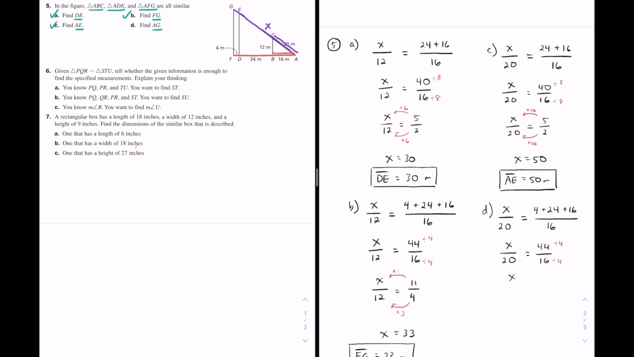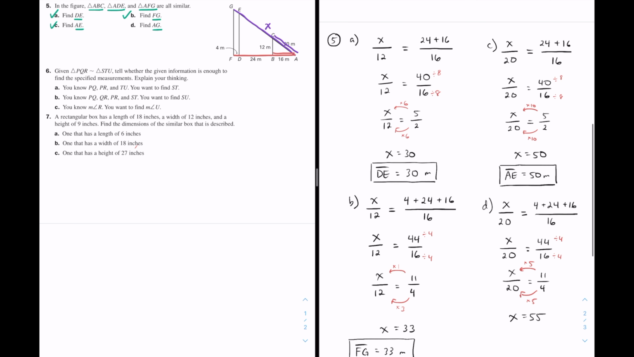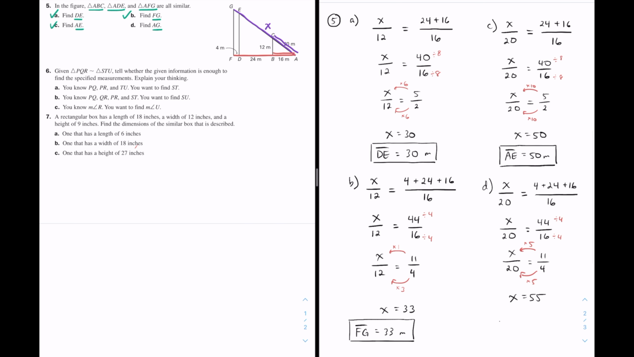So that's going to be x over 20 is equal to 11 over 4. Then 4 multiplied by 5 is 20. So 11 multiplied by 5 means that x is equal to 55. And in this case, x was AG, right? So segment AG is equal to 55 meters.